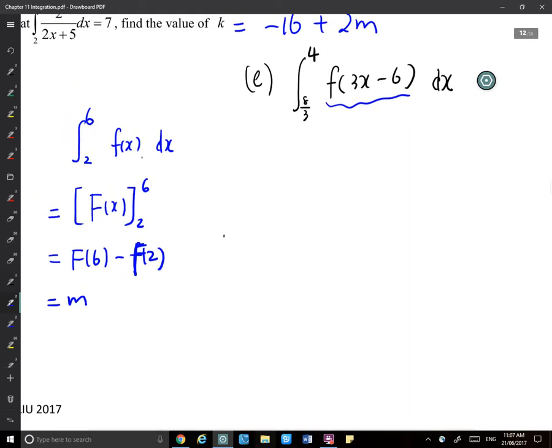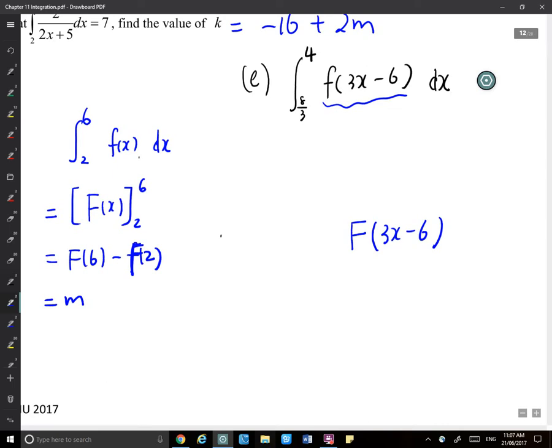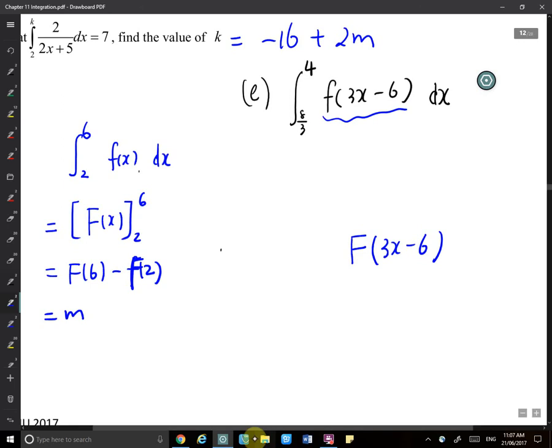Okay, what do you think the integral of that will become? The integral of that will become something like capital F(3x minus 6). The lowercase f will become uppercase F. Therefore, the integral of that will become this as well. But let's have a think about this. If you differentiate this with respect to x, what do you have?